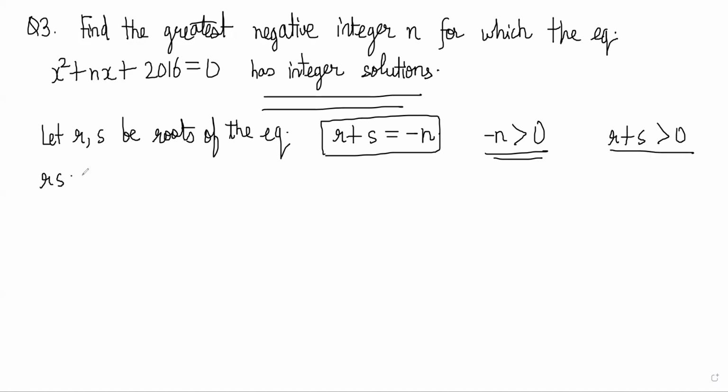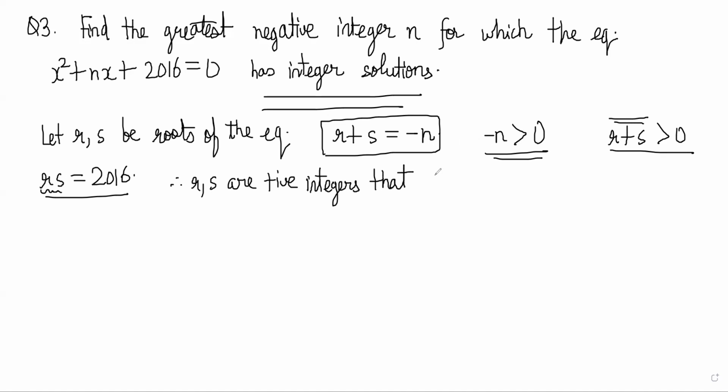And we also have RS is equal to 2016. Right? So RS is 2016. So both the integers have to be positive or both have to be negative, because their product is positive, and both cannot be negative because R plus S is greater than 0. So therefore R and S are positive integers that divide 2016.